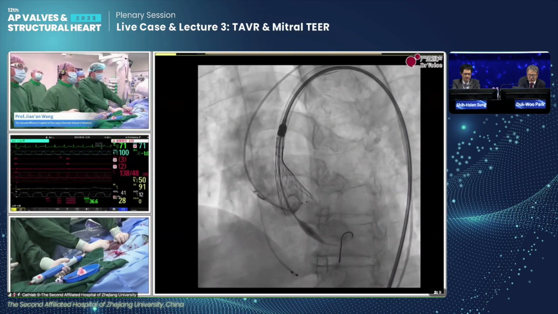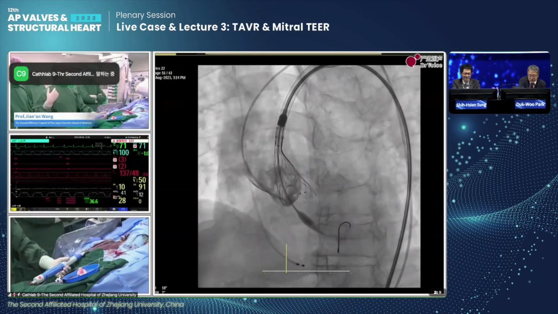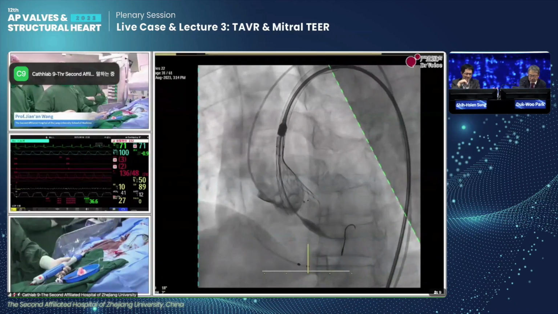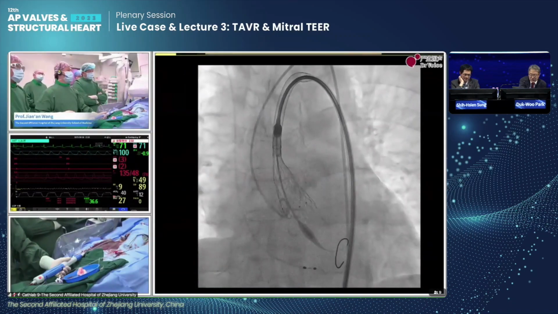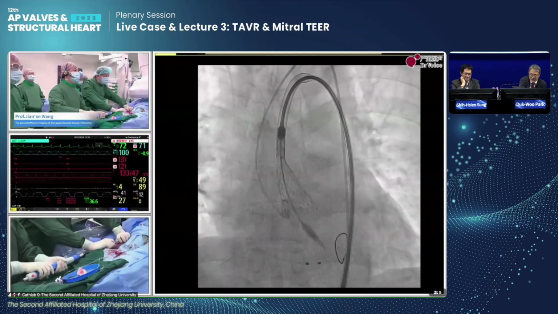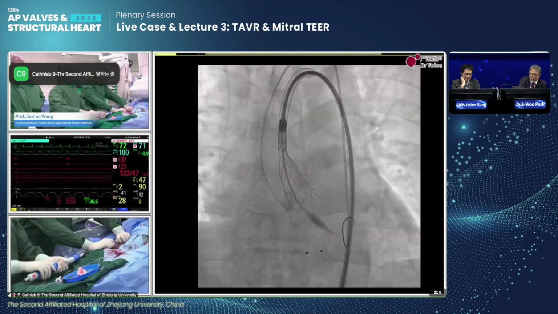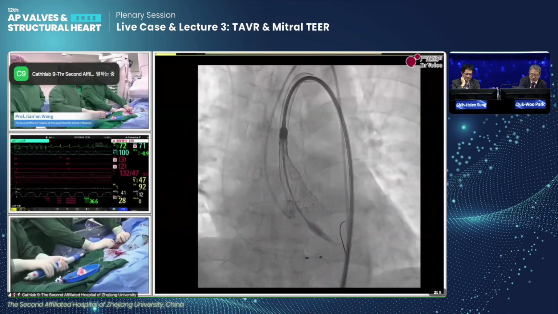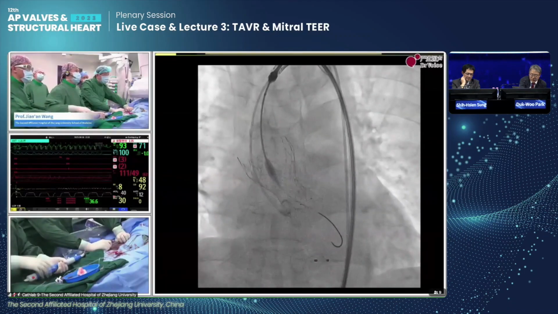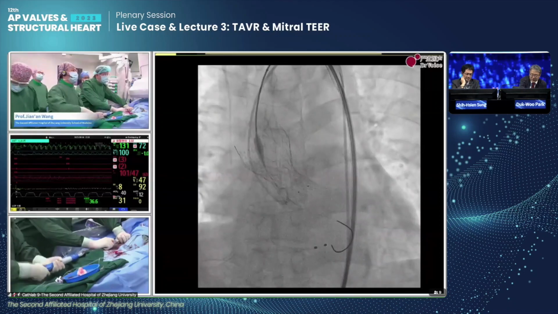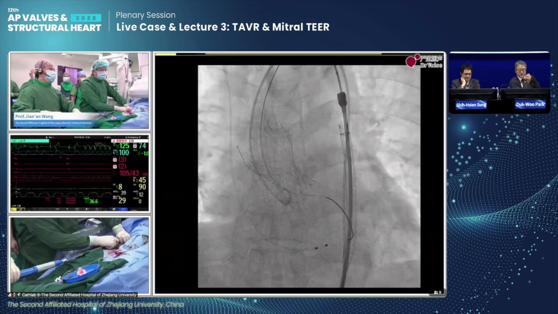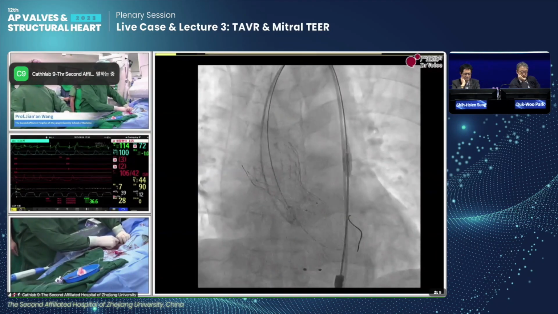Good. I think the position right here is good. On the non-coronary side, the depth is 0 to 0.5 millimeter. Stop pacing, please. Good, perfect. And it did center itself. The pressure dropped a little bit, but the blood pressure is quite stable.